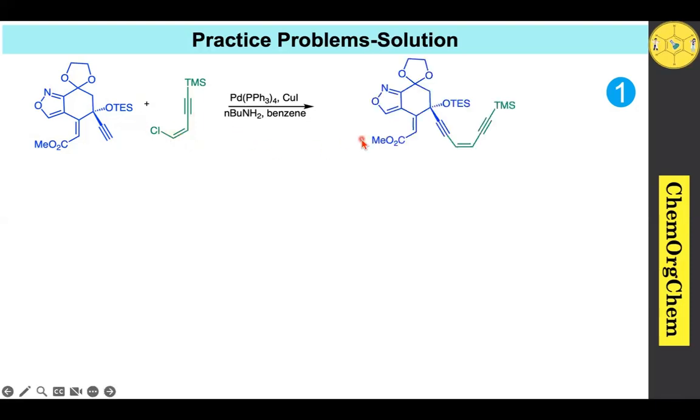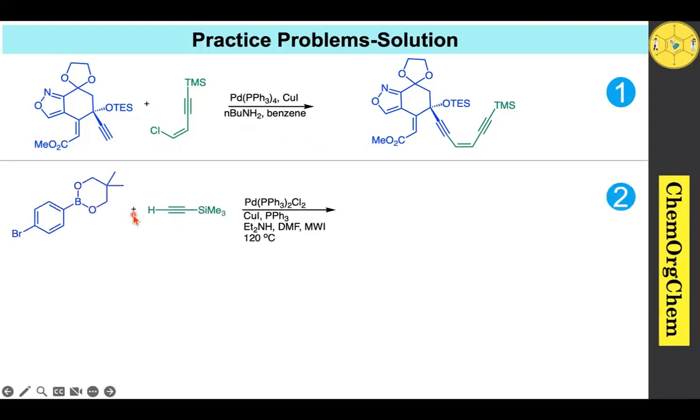So let's see the product structure. Here you see cross coupling takes place at this position and with this position, resulting in the corresponding product. Note it down: the stereochemistry of the alkene geometry is not disturbed under this reaction. So let's move on to our second practice problem.